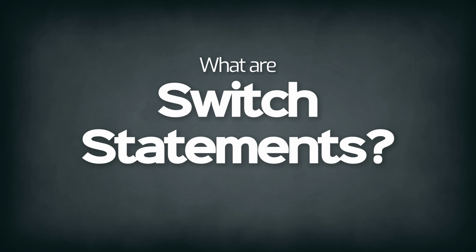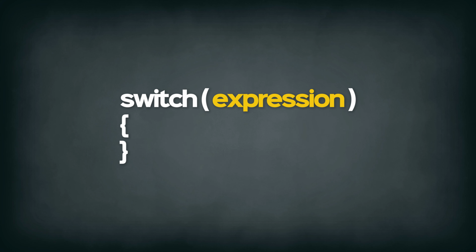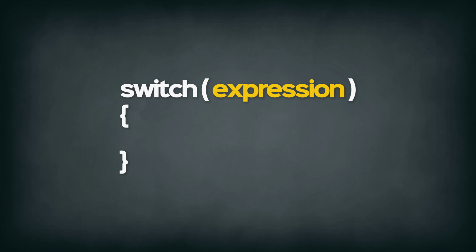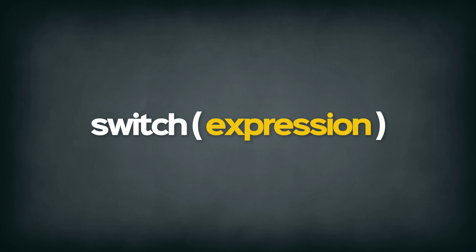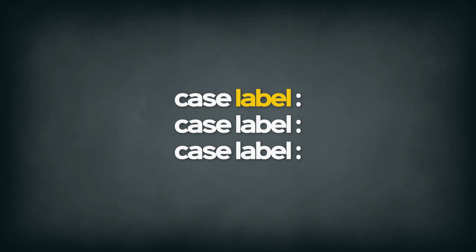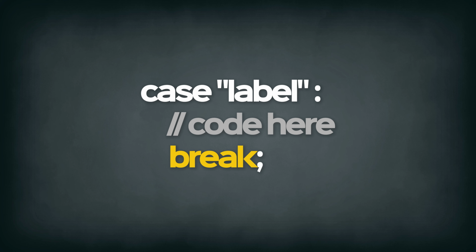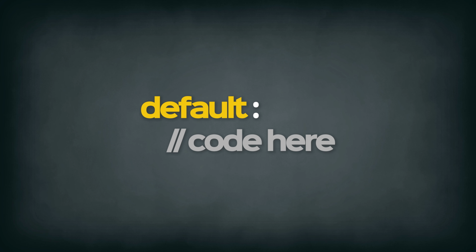What are switch statements? Switch statements allow you to execute different blocks of code based on a value of a given expression. The expression is compared with the values of each case label. The break keyword tells the compiler to exit from the switch statement. The default case is optional and is executed if none of the other case values match the expression.